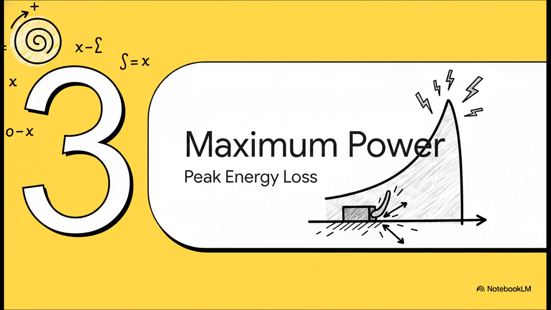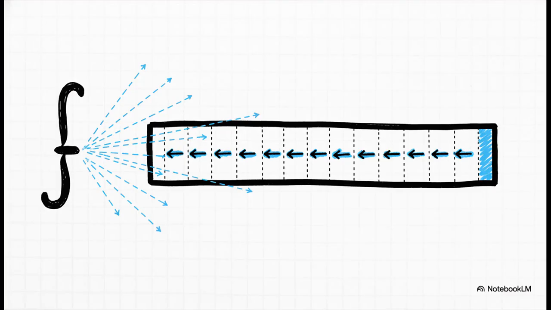This is a classic optimization problem, straight out of a calculus class. Our goal is to create a function for power and then use calculus to find the absolute peak of that function. So where do we start? Well, we need to figure out how the block's velocity changes with its position, x. And guess what? The work-energy theorem is going to save the day again.